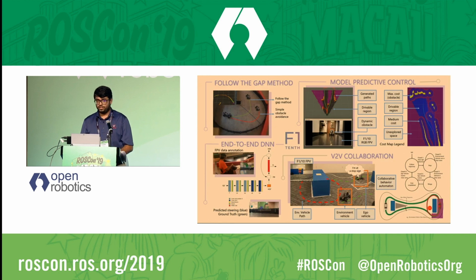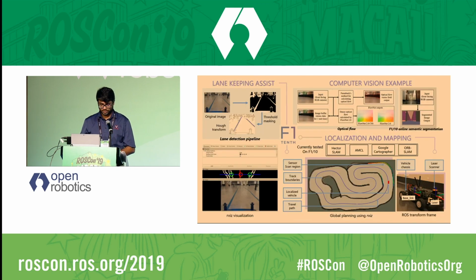A few examples of the kind of research enabled by the F110 include the traditional open loop navigation like follow the gap method, implementing a model predictive controller, using the F110 as a means to collect training data for training a DNN network and then later verifying the performance of the resulting model, and also some vehicle-to-vehicle communications as well. A few more examples of fully closed-loop autonomous navigation include the implementation of lane keep assist, and also the traditional ROS SLAM packages and ROS navigation packages.